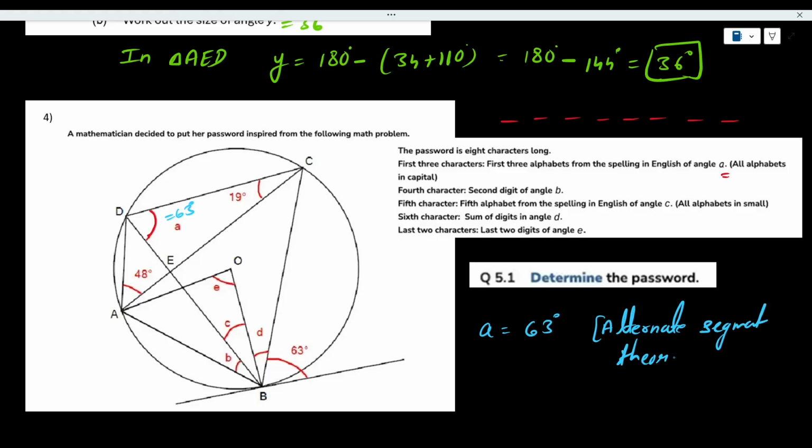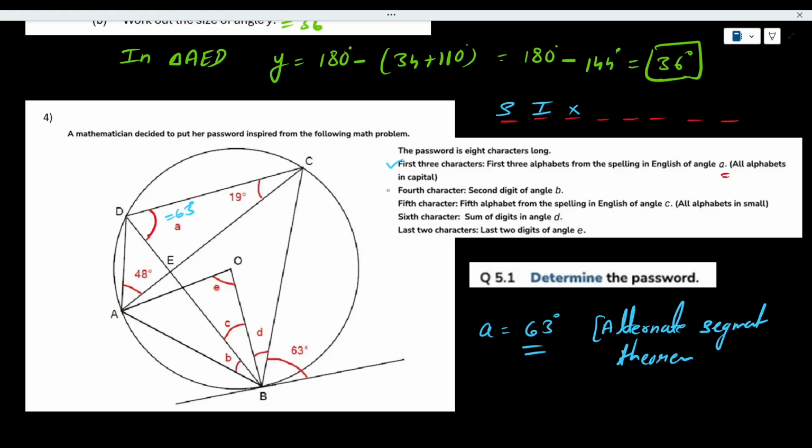Now what is going to be here? The first three alphabets from the spelling of angle A. Now 63, so the first three letters are going to be S, I, X, right? And after that, what is written here? Our first part is done.